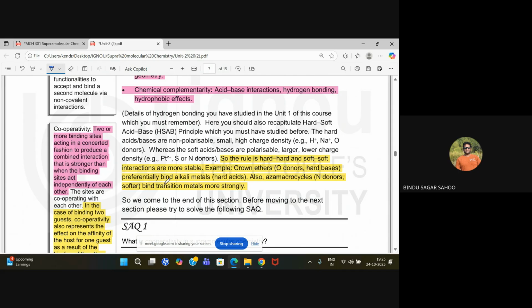Similarly, we can see here aza macrocycles or other types of macrocycles, which are macrocyclic ligands that provide nitrogen donor atoms, just like crown ether provides oxygen donor atoms. These nitrogen donor atoms are a soft side, and behave like a soft base. So they can bind the transition metal atoms more strongly, because transition metal atoms are generally soft in nature. According to the HSAB principle, hard-hard interaction is more preferable or stable, and soft-soft interaction is also more preferable. That's why crown ether complexes can trap only the hard metal ions, like lithium, sodium, potassium, cesium.